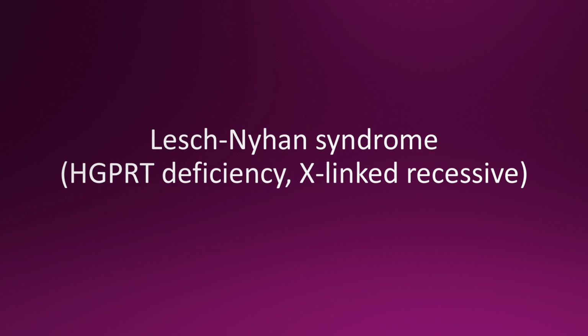I have created a mnemonic: HGPRT, same as the enzyme. The H stands for hyperuricemia, G for gout, P for pissed off as the person is actually pissed off, E shows aggression and self-mutilation, R stands for retardation, representing intellectual disability, and T stands for dystonia with T capital.